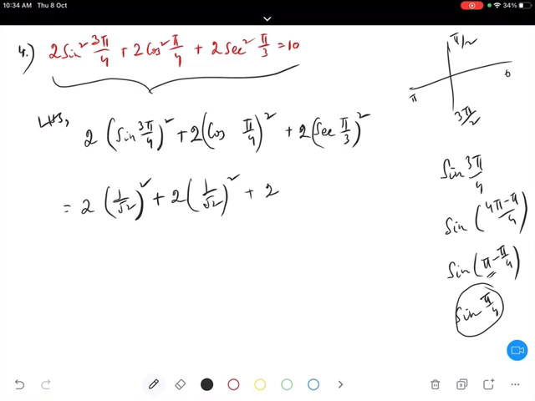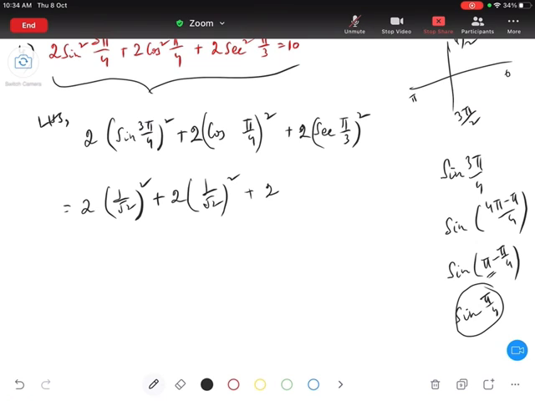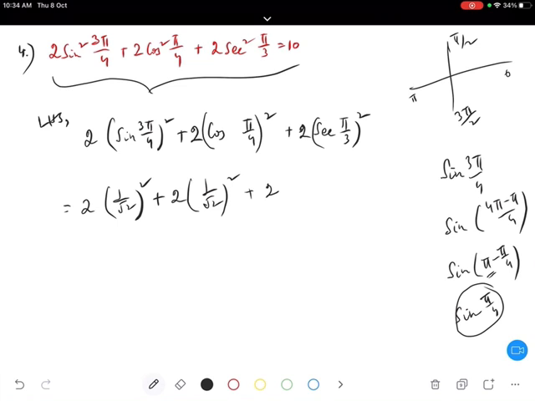Sec pi by 3 is how much? Sec is the opposite of cos. So cos pi by 3 is 1 by 2. Cos 60 is 1 by 2. So sec will be what? 2.